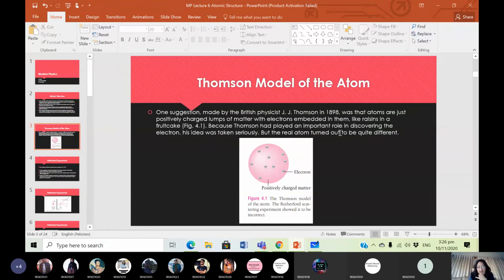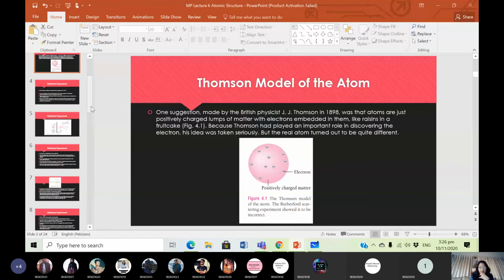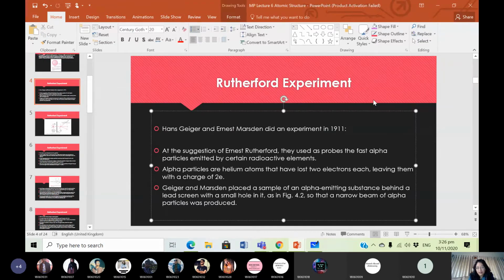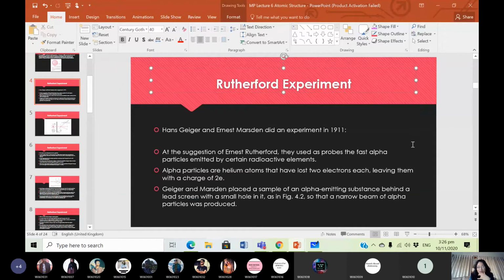So Thomson did discover the electron, but his plum pudding model was not correct. The real model of the atom was later discovered by Rutherford. So then we have the Rutherford experiment, where Hans Geiger and Ernest Marsden did an experiment in 1911. It was called the Rutherford experiment because Rutherford was the one supervising it.